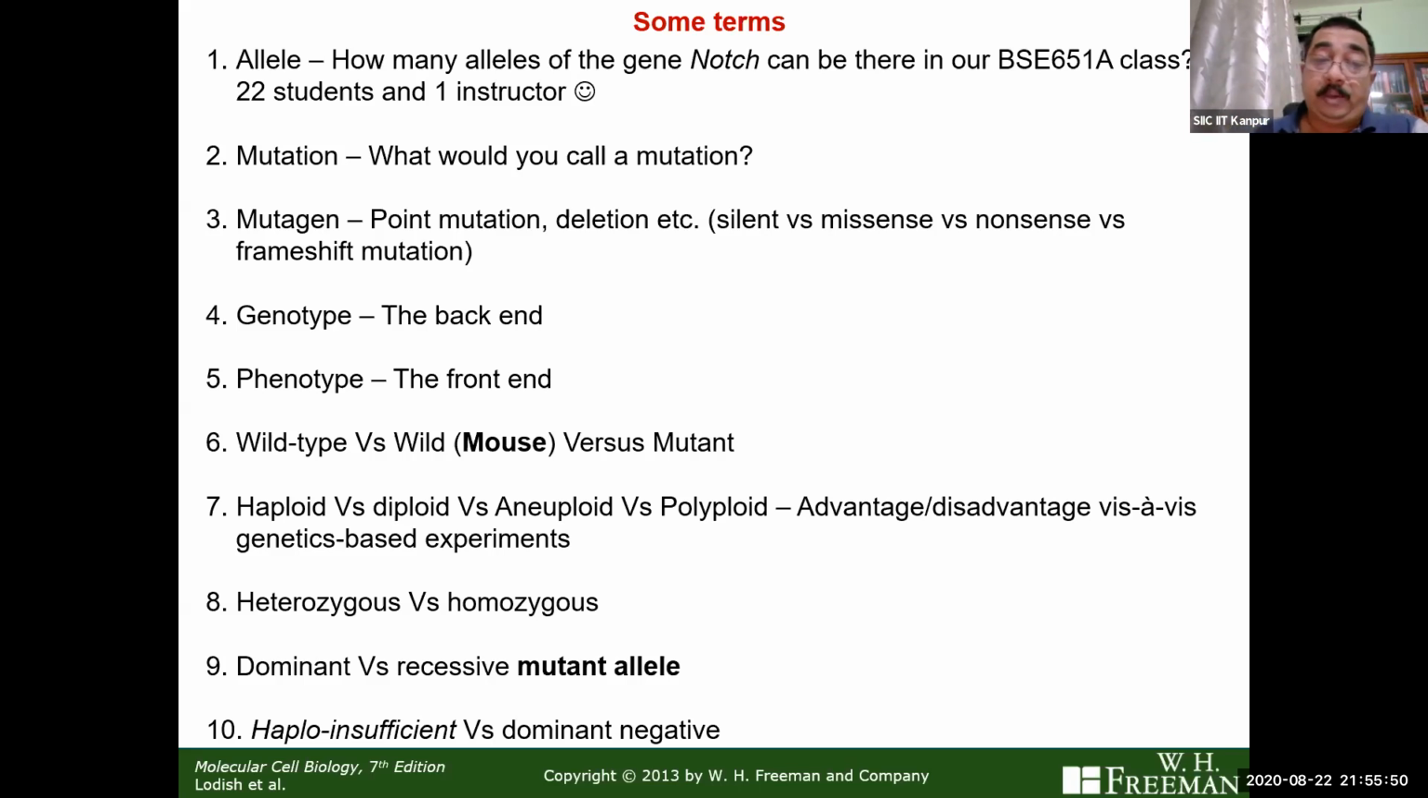Another set of terms that you will hear is haploid, diploid, aneuploid, polyploid, etc. So we will refer to it a little later again. If you think of the total genetic content in our cells, we have 22 pairs of autosomes, and if you are a male, 1 X and 1 Y. If you are a female, 2 X's.